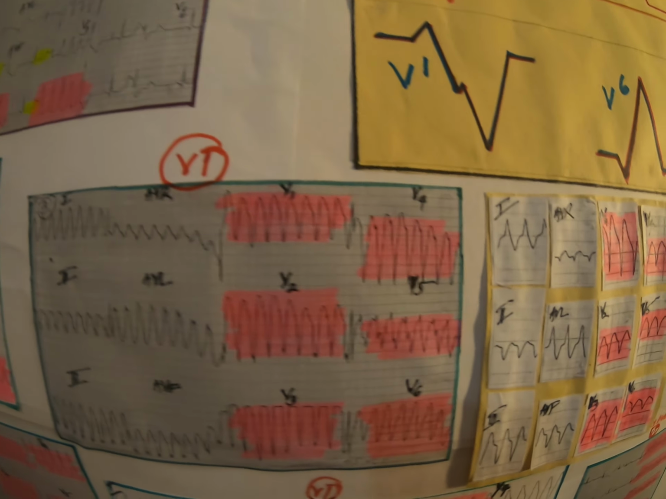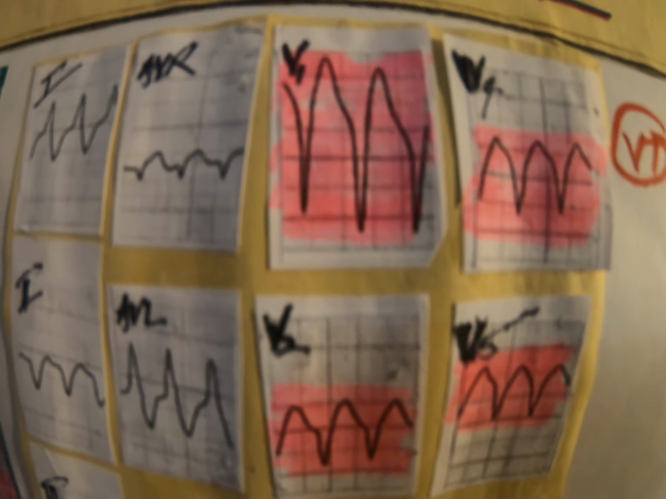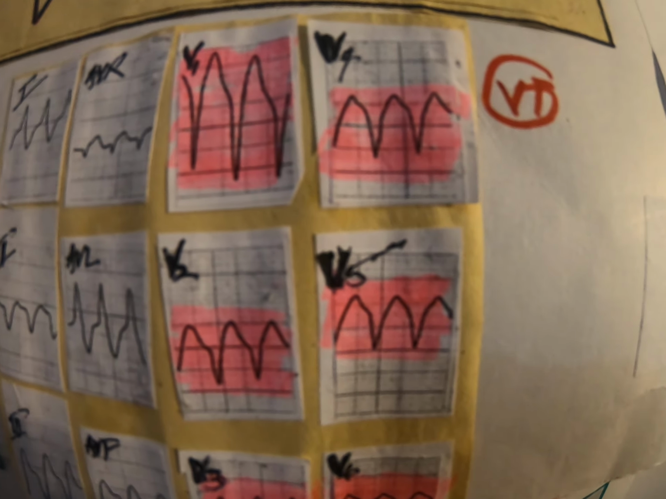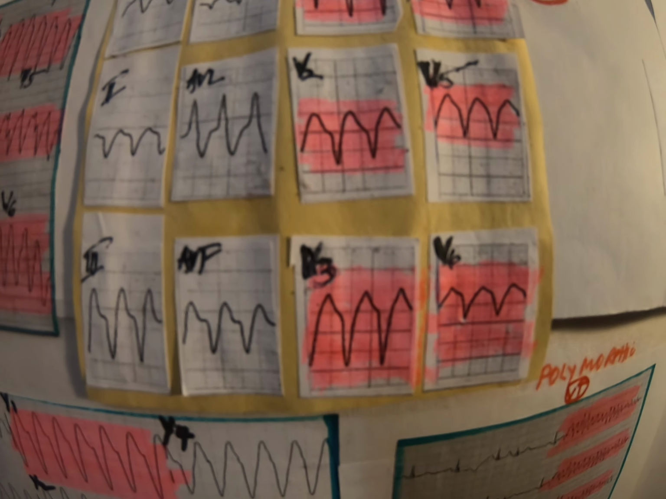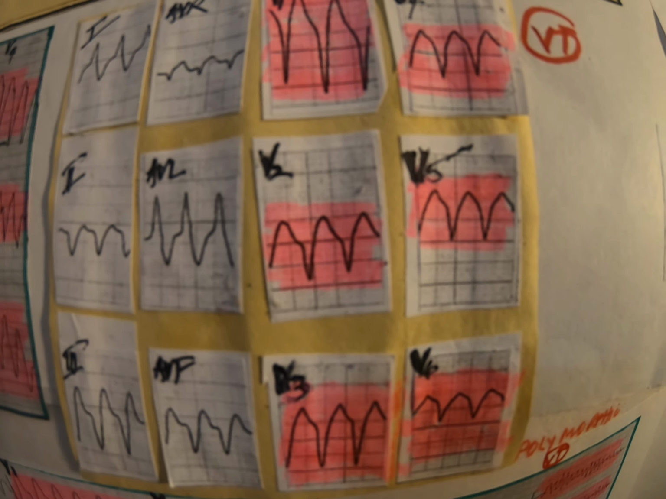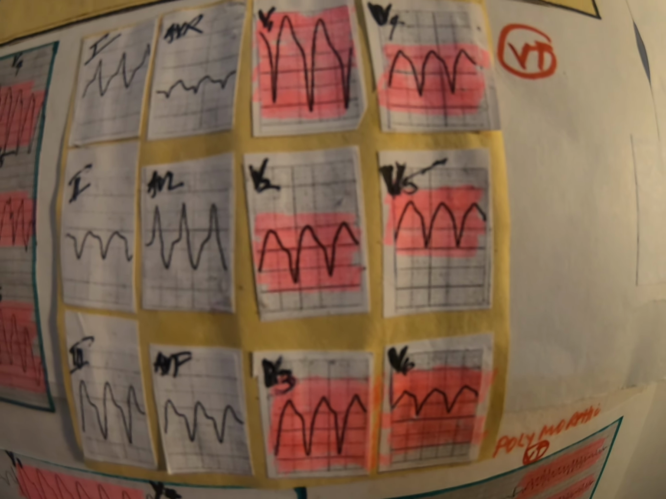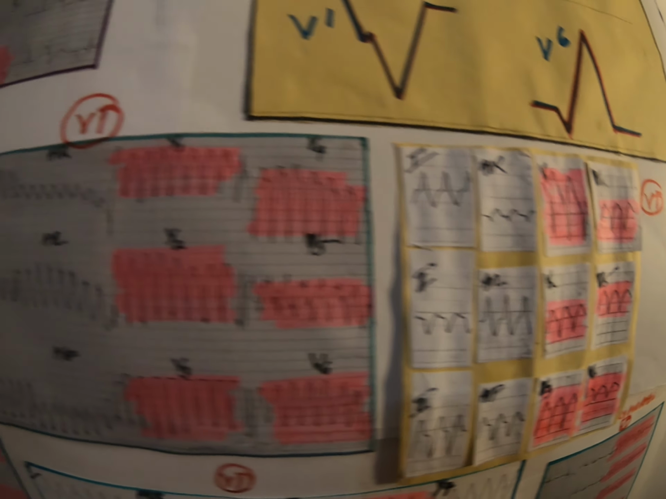If it's all going in the same direction, like this one here, it's easy. From V1 to V6, if they're all downward, it's easy. Well, we have a VTAC here. Concordance alone shows it. So from V1 to V6 is all downward direction. Okay, so that is concordance.